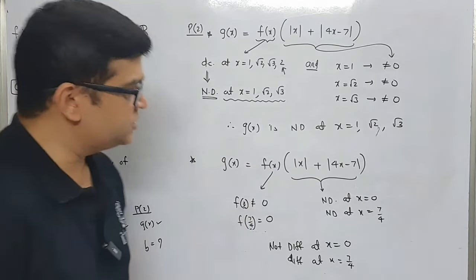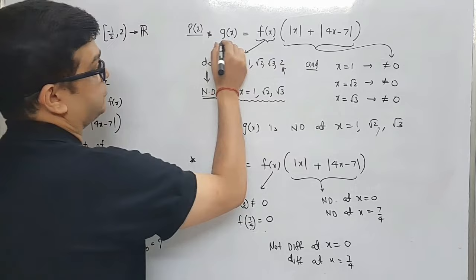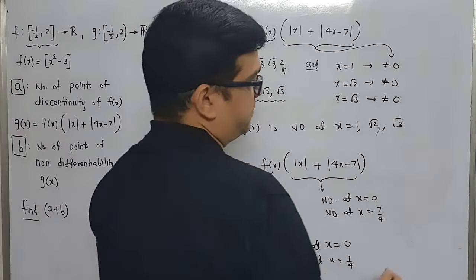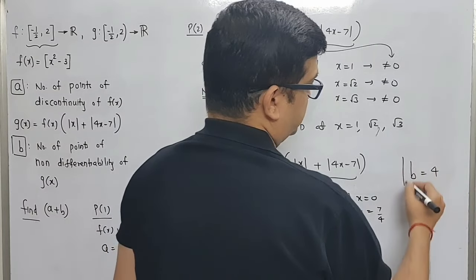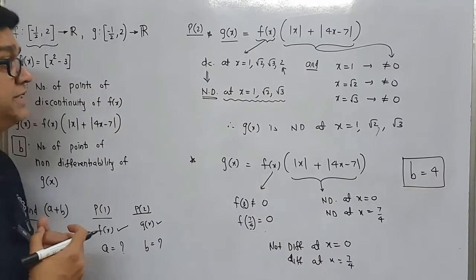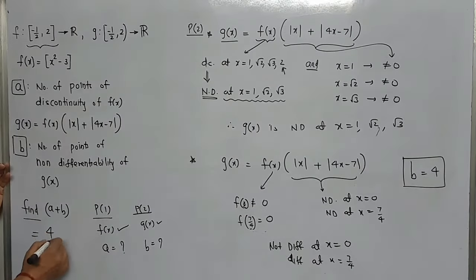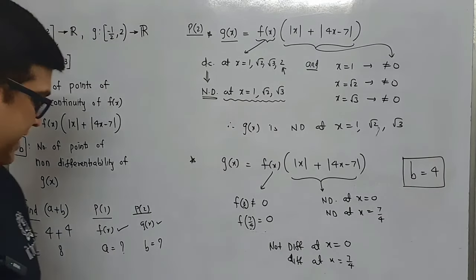So how many non-differentiability points are there for this function g(x)? 1, 2, 3, and here one more point, 4. So the number of non-differentiability points for g(x) comes out to be 4. So b is 4. So overall a plus b value, what was a, if you remember, that was also 4, b is also 4, and the final answer is 8.